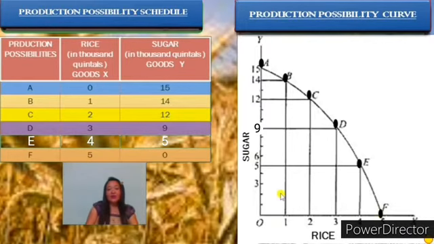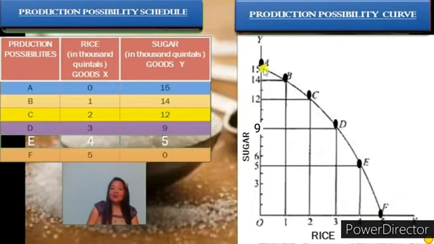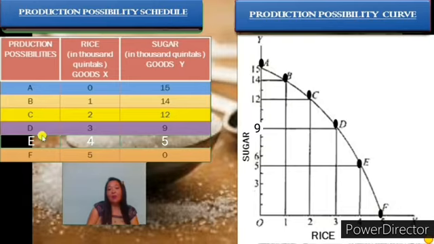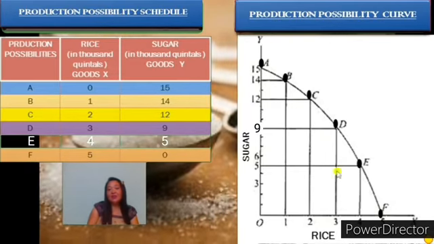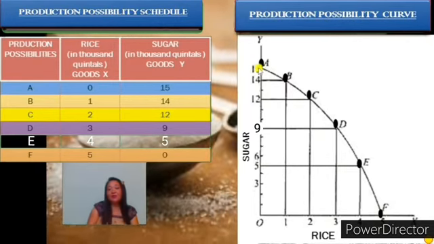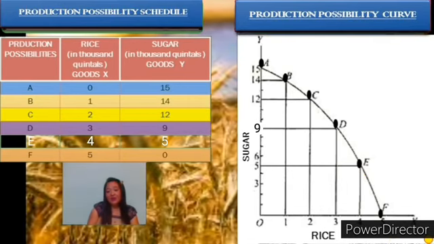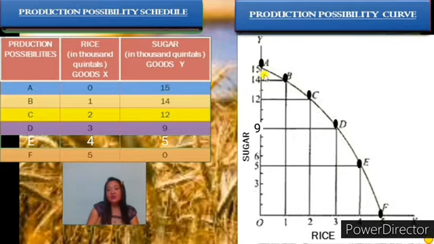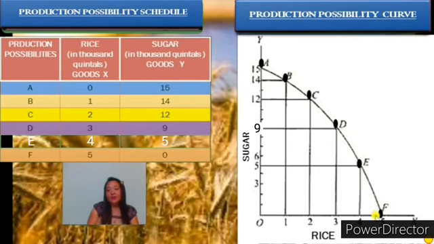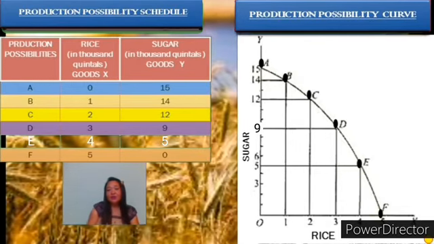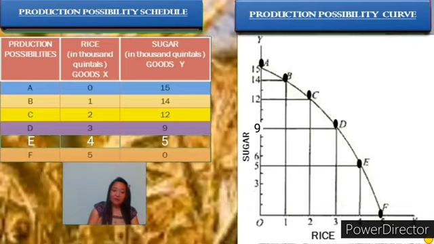So this is your graphical representation. When you join all these points that have been formed with all these combinations, you form a curve. So this is your curve here, and this is your production possibility curve.